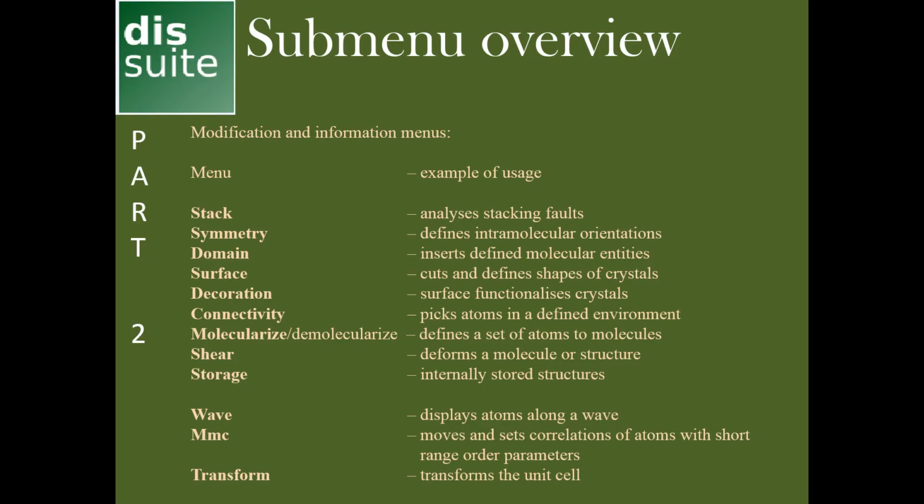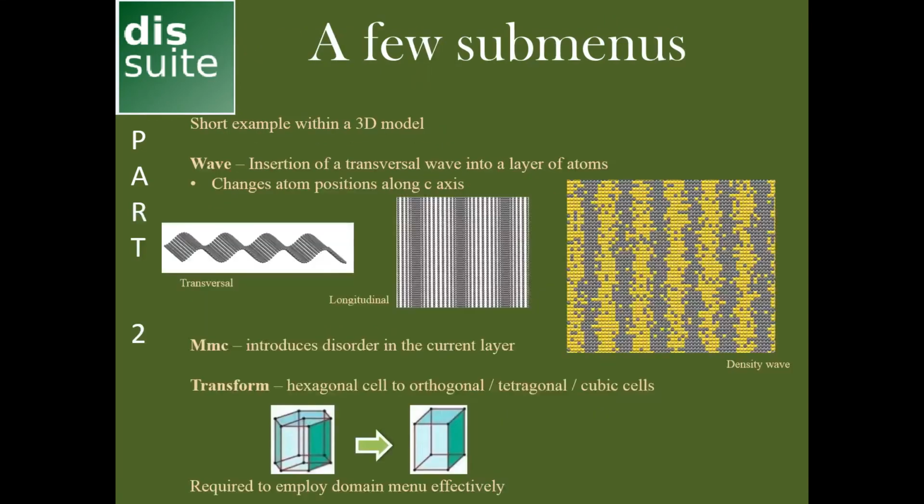It internally stores structures. We are going to focus today on the wave, the MMC, and the transform submenu because, well, two of them are at least quite small and we may discuss them. And a few examples will be shown here.